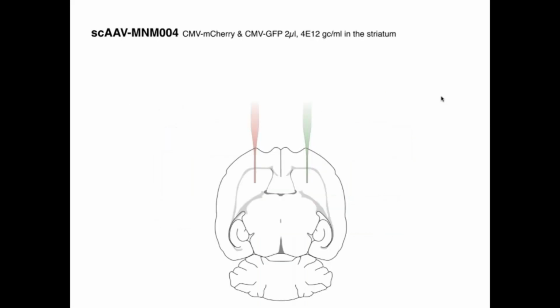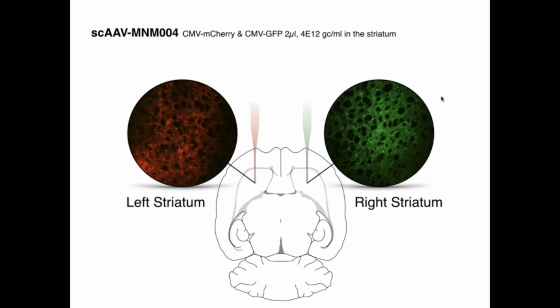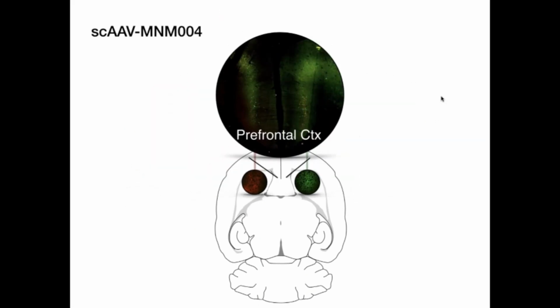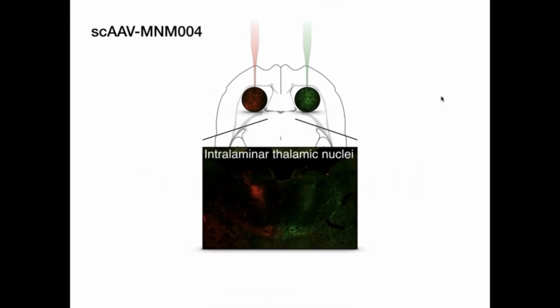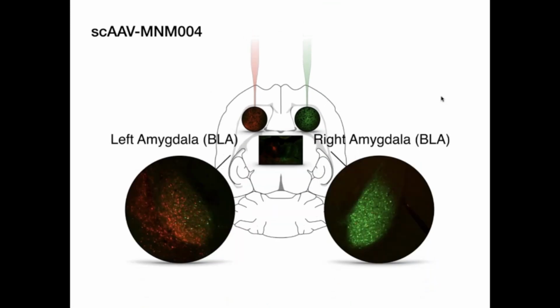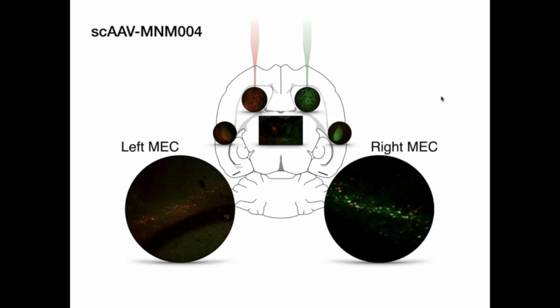This can further be seen here with the same vector, M004. We injected mCherry and GFP in the striatum, so left side mCherry and right side GFP, and we can see the prefrontal cortex expression. We can see the thalamus and the amygdala, and all the way back to the entorhinal cortex, making this one of our useful vectors for future studies.